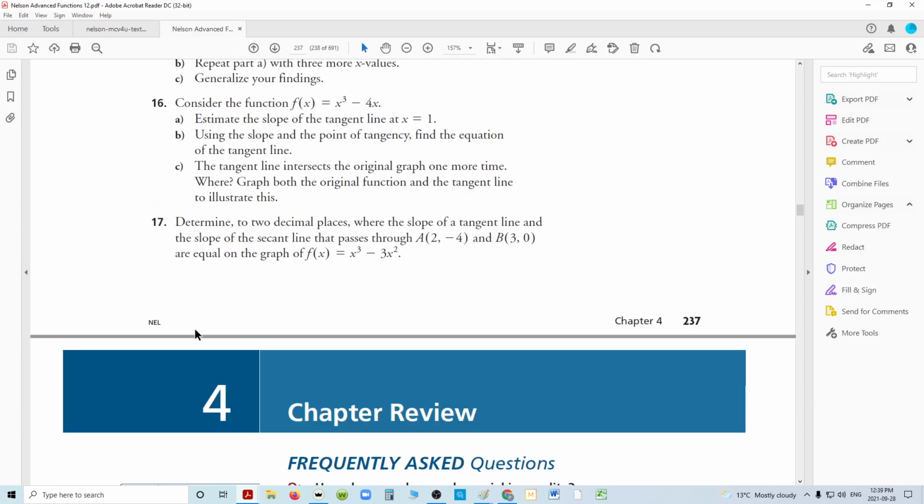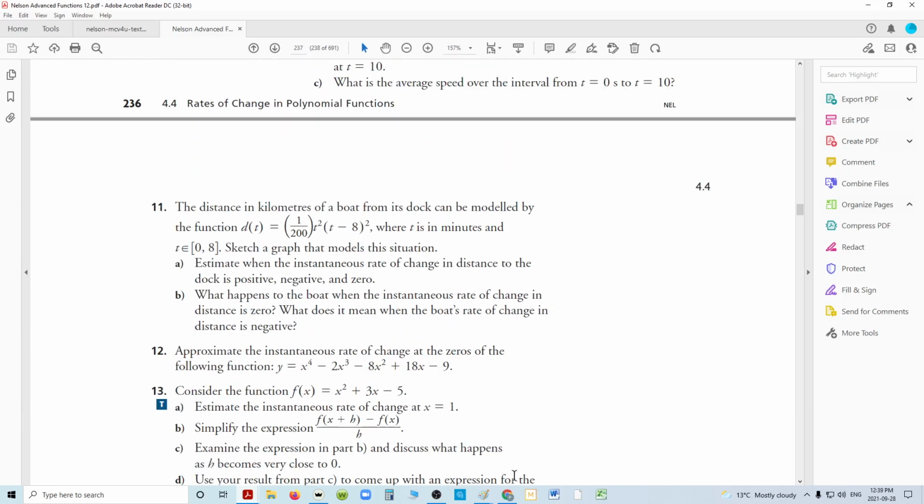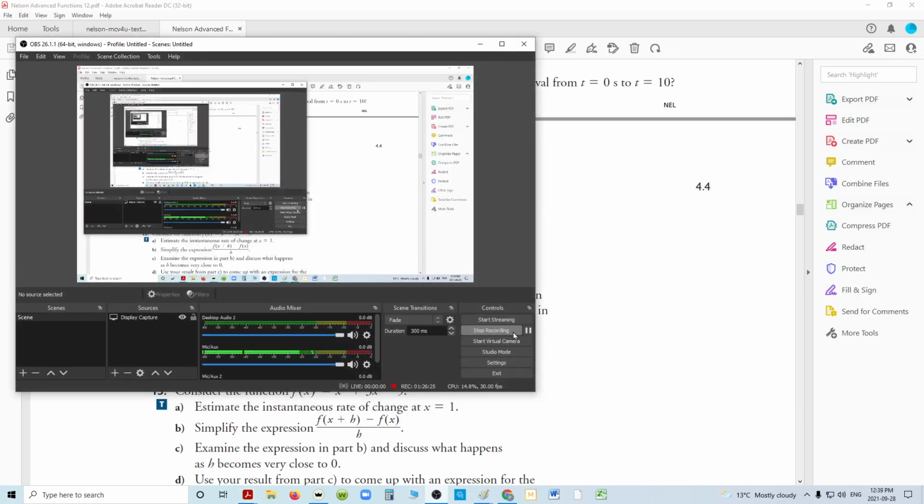Then they do it a couple more times, but I'm going to have to save this page because I'm getting called, and I'll do part B soon.